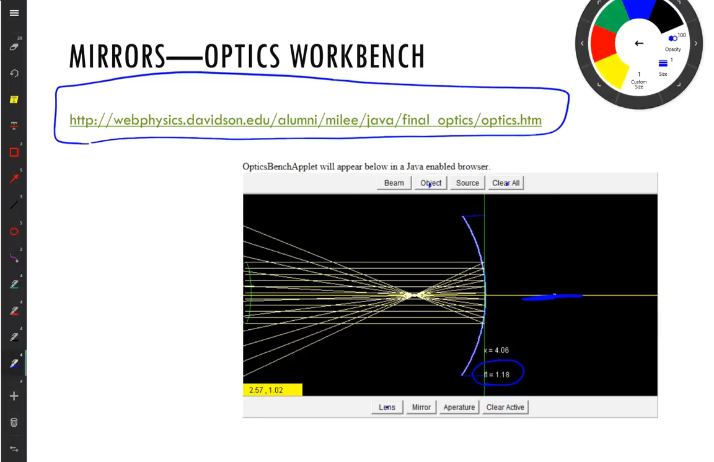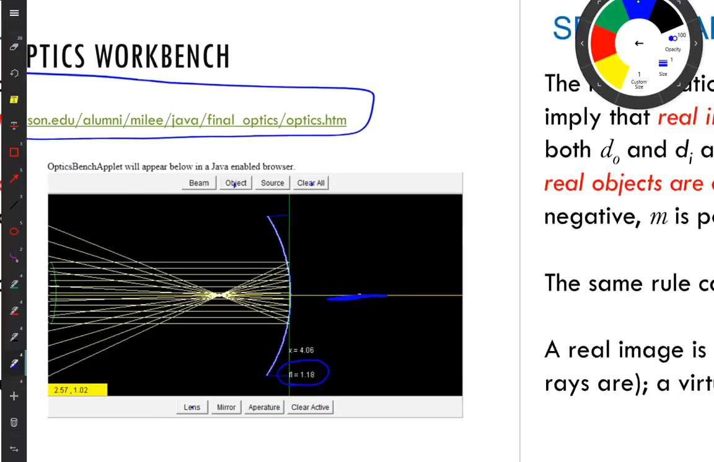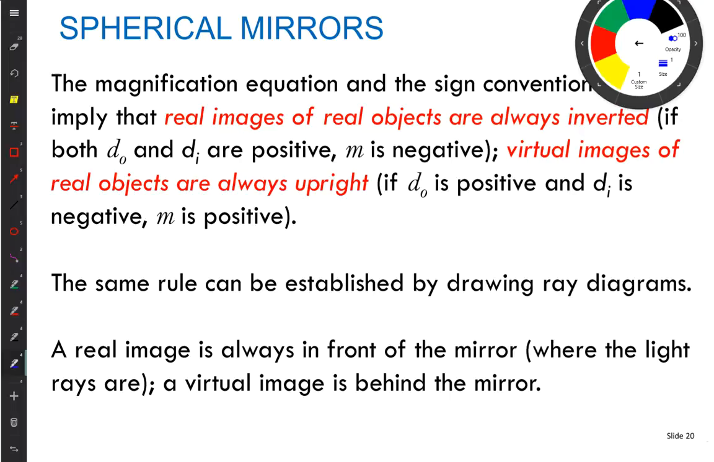Now, this is shown with a mirror. That's another option. You can put multiple lenses. You can do all kinds of cool things. It's very cool because it shows you what's going to happen with the light rays. But we need to get to mirrors.